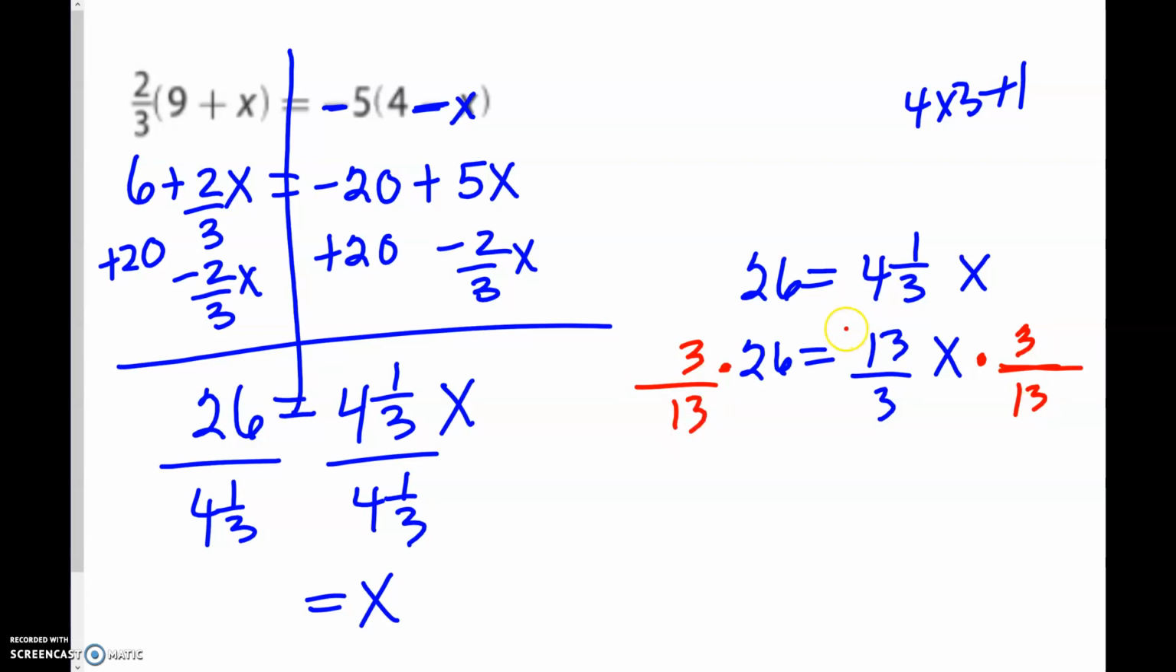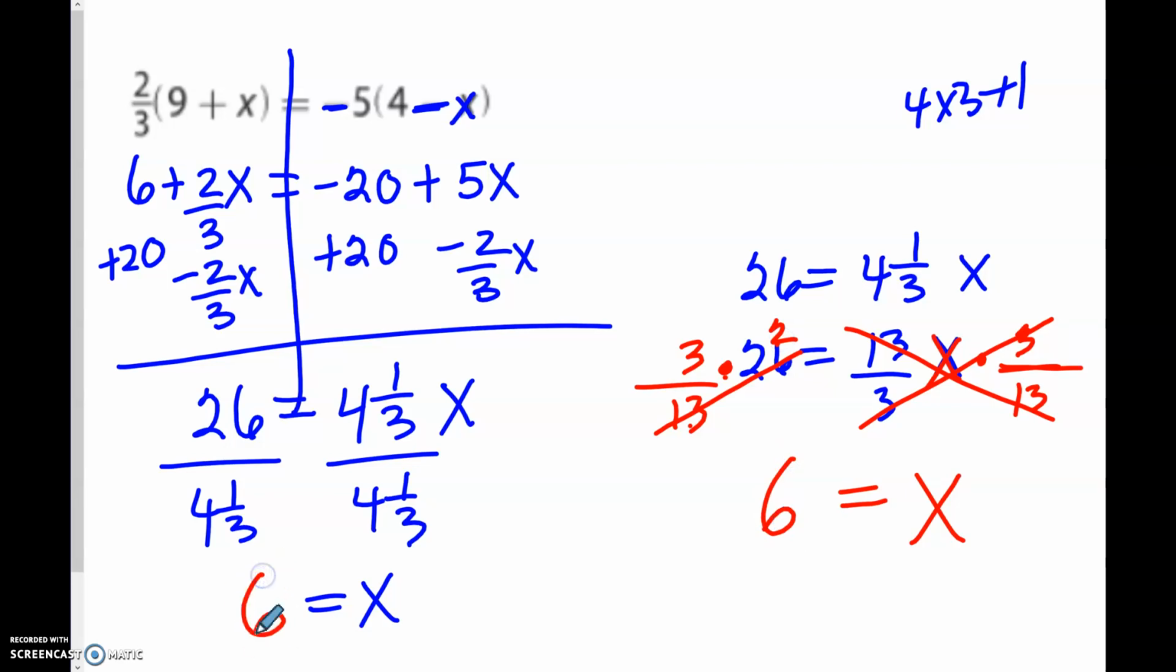Because on the right-hand side, these 13s will cancel, and the 3's will cancel, and you're left with just this x right here. So now on the left-hand side, 13 goes into 26 2 times, and this says multiply. So I'm going to go 3 times 2, and I get 6. Now, if you guys just did that on your calculator, you should get the same exact answer. I just didn't happen to have a calculator handy to be able to do that.